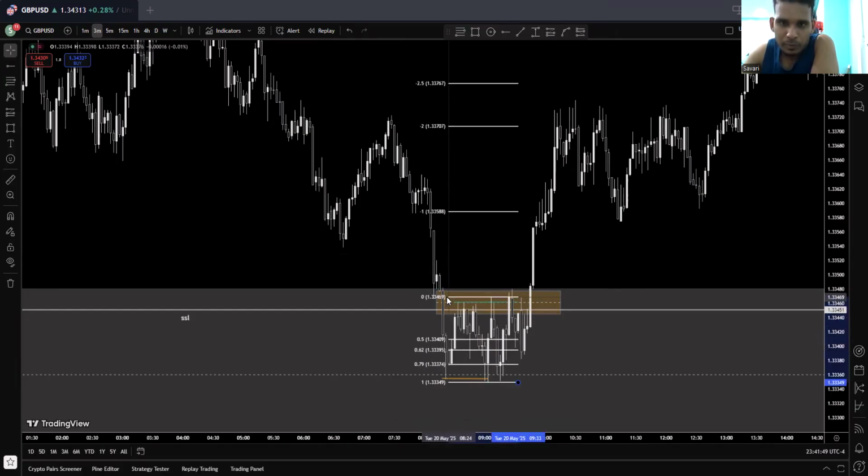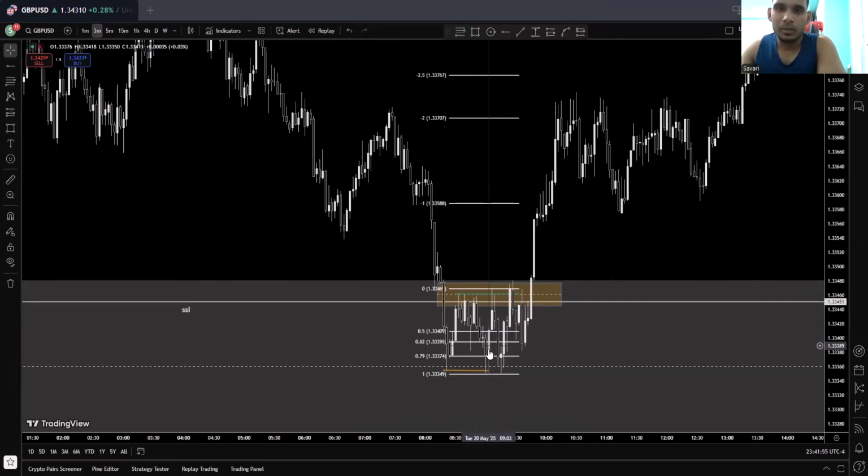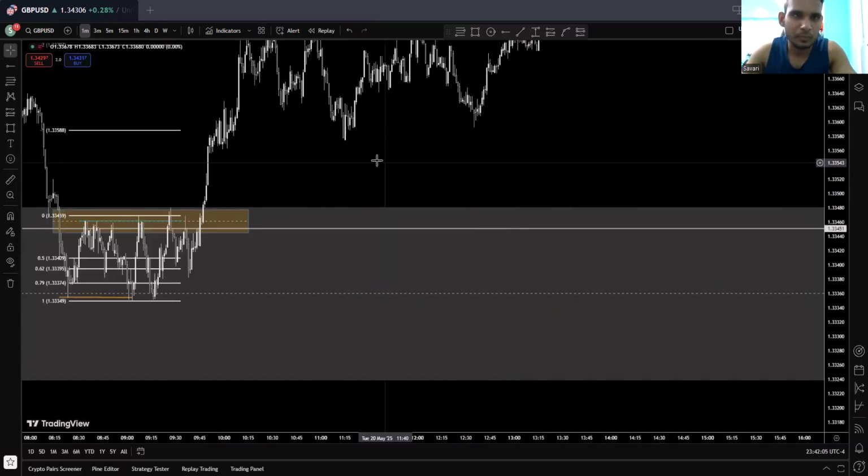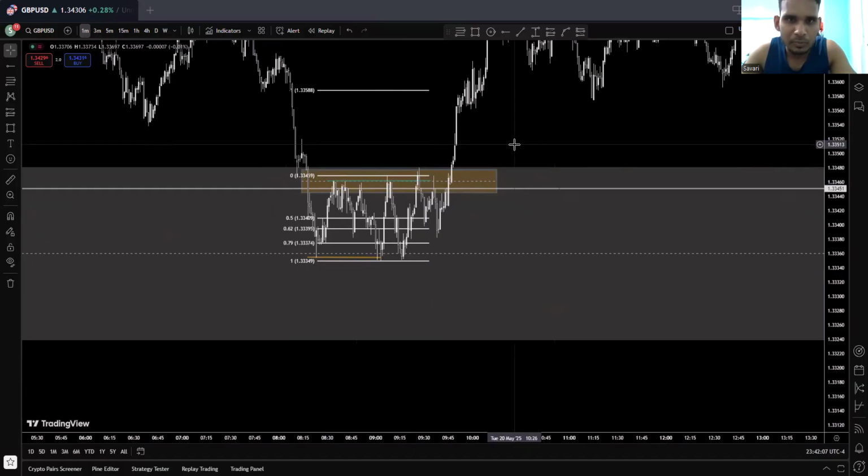So this is going to be my structure shift, the last manipulation candle before the structure shift. What is going to be my, others in 1 minute I can draw. It's okay, that's fine, no issues. So what is my structure shift, bro? This is my structure shift.